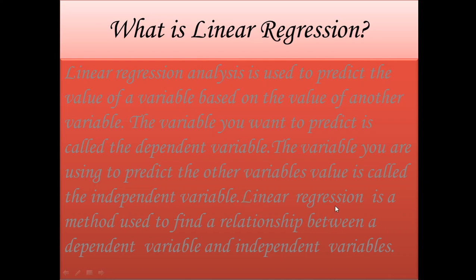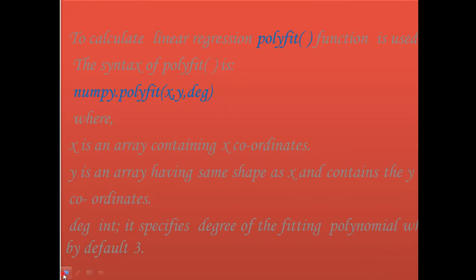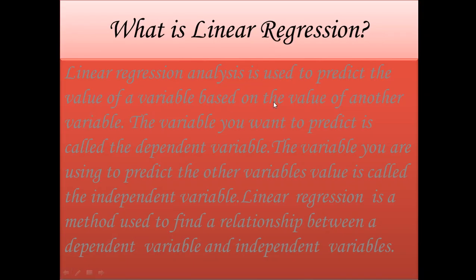So linear regression is a method used to find a relationship between a dependent variable and an independent variable. This is the definition of linear regression, which is used to find a relationship between dependent and independent variables. And what dependent and independent variables are is given clearly here. So the linear regression definition will start from here till the last one.